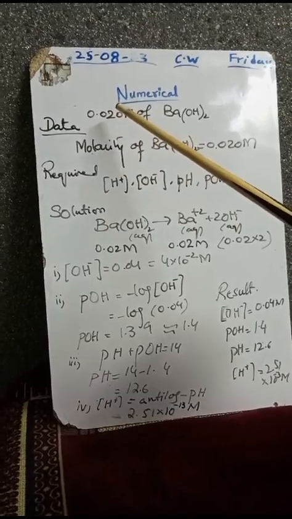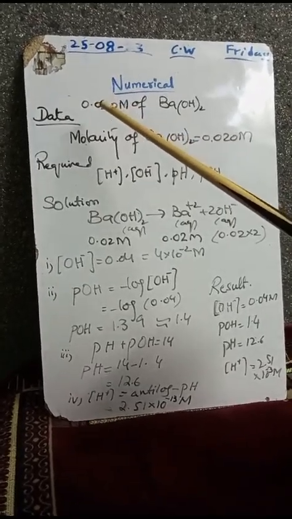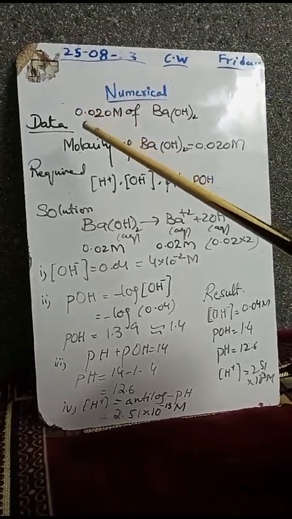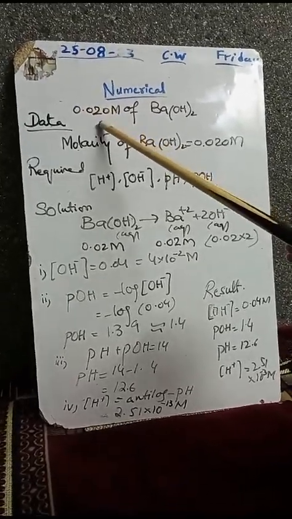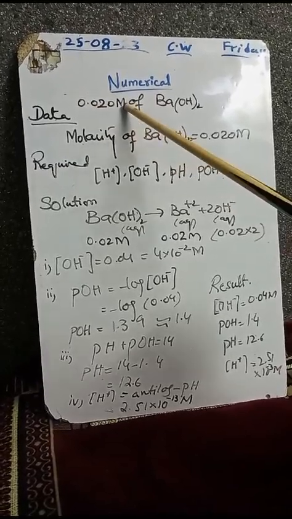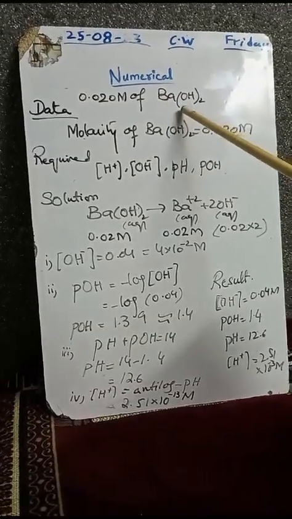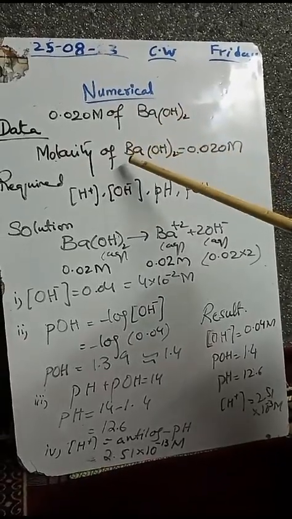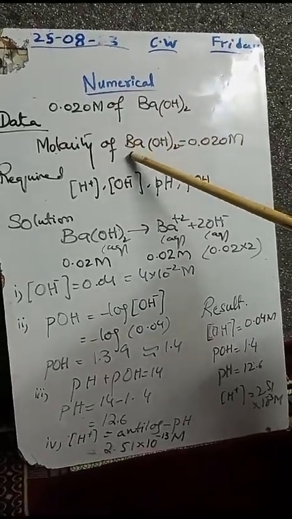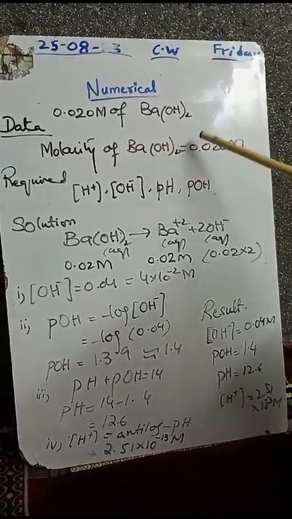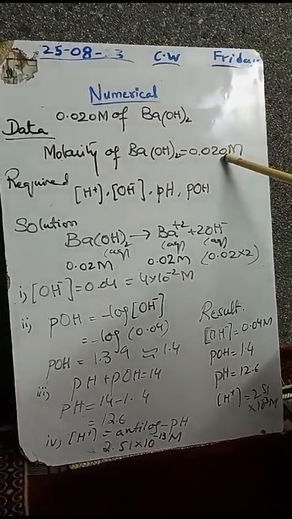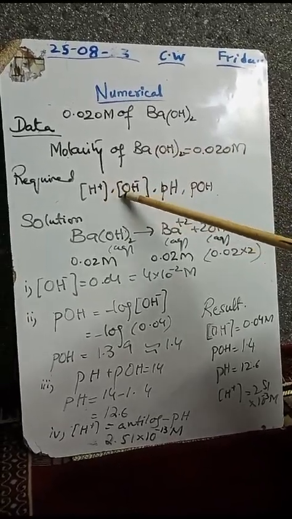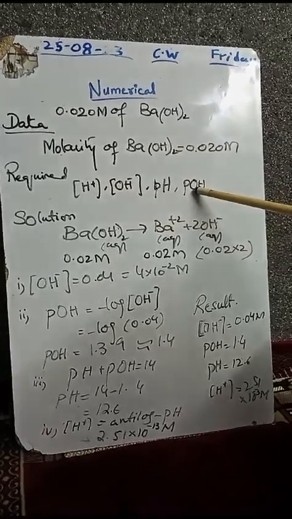As you have already studied in the different concepts, acids always have hydrogen ions and bases have OH negative ions. So the question over here is 0.02 molar of barium hydroxide. Barium hydroxide has OH. Now first thing is the data which is given: molarity of barium hydroxide is 0.02 molar. In this question you have to find out hydrogen ion, hydroxide ion, pH and pOH.